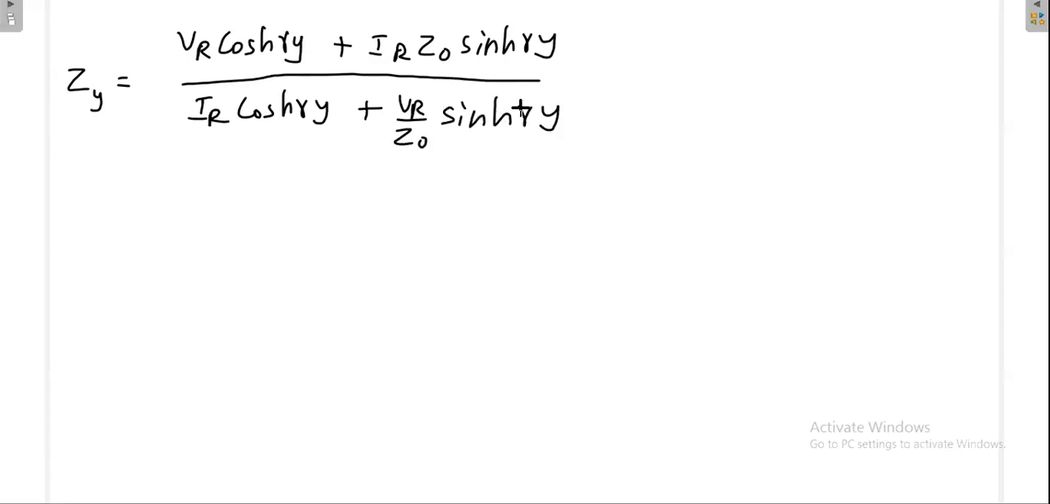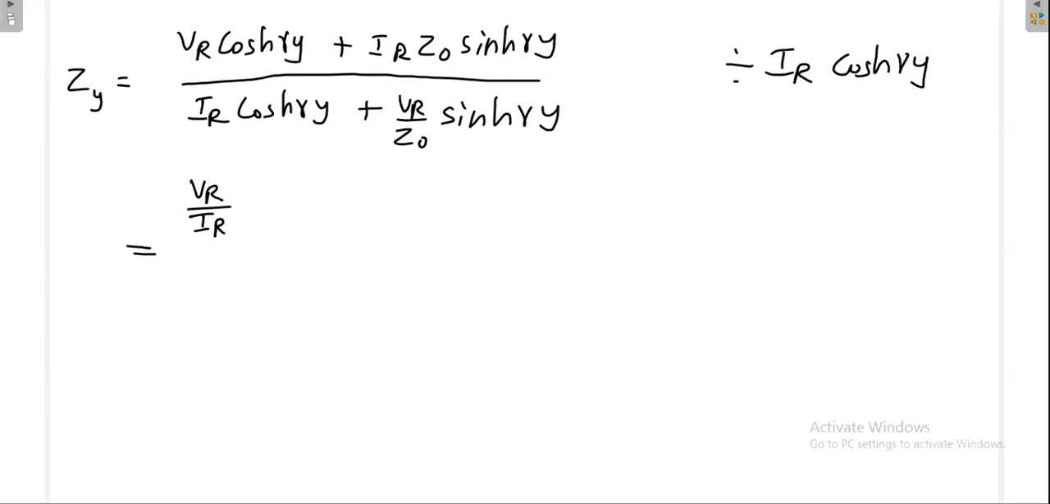Now you divide the entire equation. You divide both the numerator and the denominator of the right hand side of this equation with IR cos H gamma Y. Once you divide, this becomes VR divided by IR. Don't write VR by IR as equal to Z naught, because that is a special condition. Now we are in a regular format, so VR divided by IR.